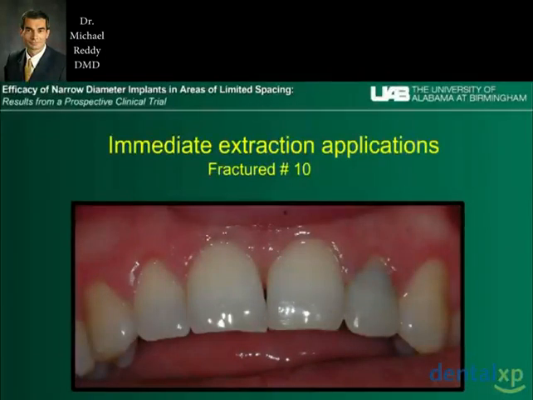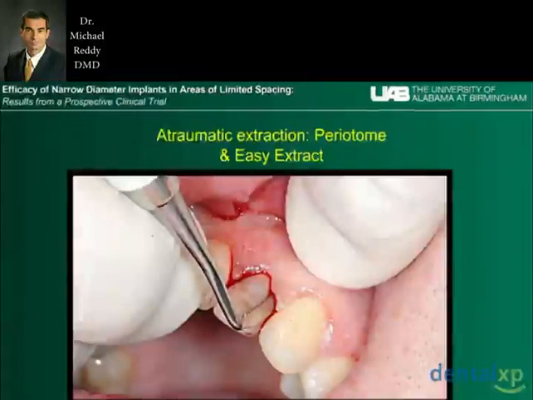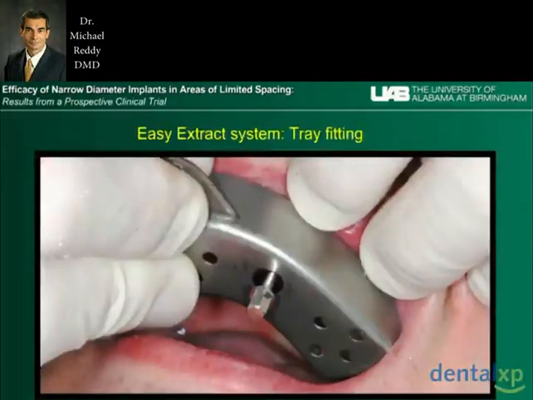Here's a couple of other examples. This patient, his wife is a dentist, he fractured a tooth. There was an attempt to go ahead and do a root canal. It couldn't be saved. At that point, we're using an easy extract system, placing a screw and a pin in, and this is essentially a jack system.